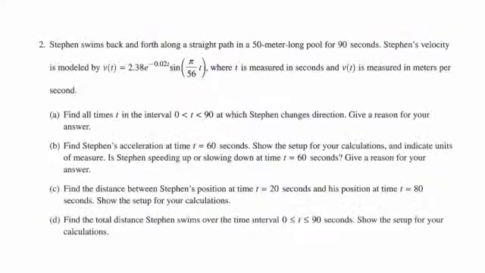Let's solve the next part, part C. It says find the distance between Stephen's position at time t equal to 20 seconds and his position at time t equal to 80 seconds. Show the setup for your calculations. Okay, here, because we want to find the distance between these two positions, you should calculate from t equal to 20 to 80. We should calculate the integral of v of t dt, okay? We want to find the positions. So if you calculate this with a calculator, it will be 23.384.